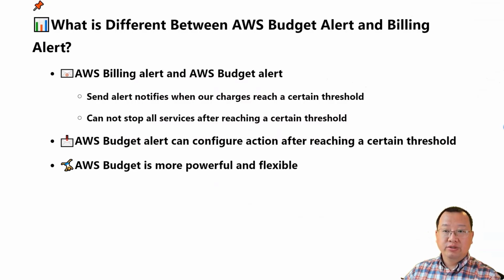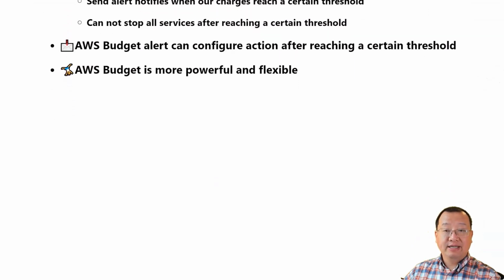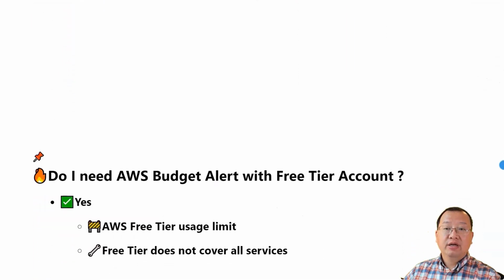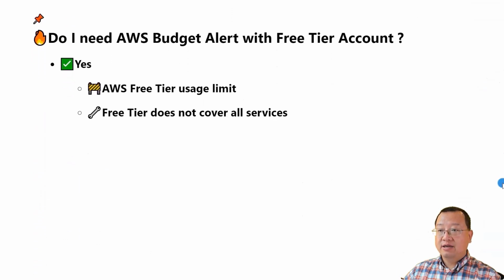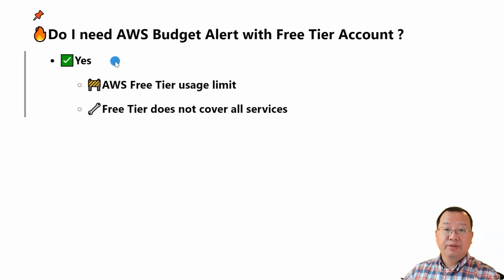After we know the difference between the AWS Budget Alert and the Billing Alert, if I'm on a free tier account, do I still need a Budget Alert? The answer is yes, because if your usage is over the free tier's limit, you have to pay. Also, a free tier account doesn't cover all services, such as Kubernetes and Fargate, which are not included.